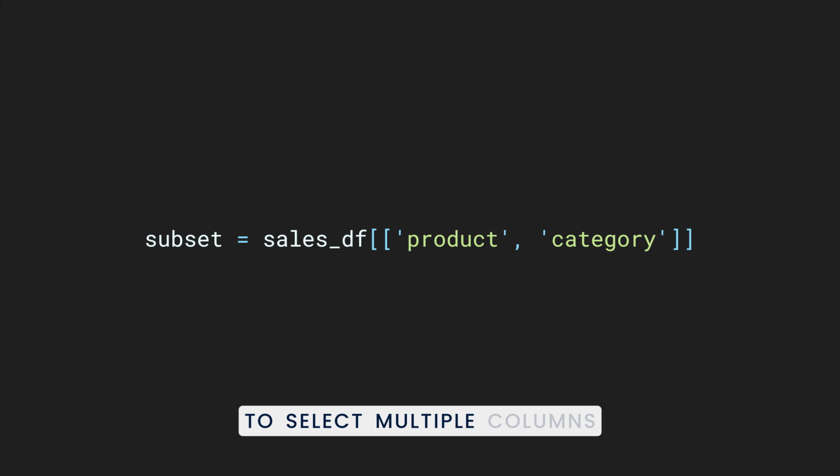To select multiple columns from a data frame, we use dictionary-like indexing with a list of column names. Notice the double square brackets. The outer brackets are for data frame indexing, and the inner brackets create a list of column names to select. This returns a new data frame containing only the specified columns, maintaining the original row order. This technique is useful when you want to focus on a subset of variables for analysis or visualization, or when you need to create a more manageable dataset with only relevant features.